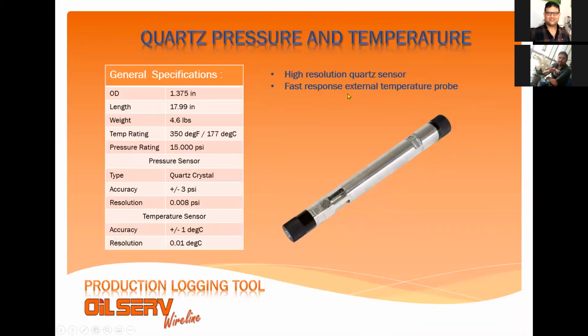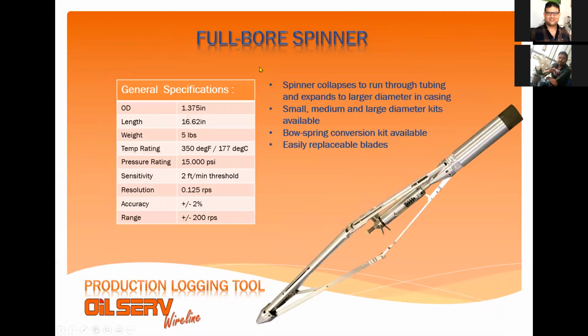Quartz pressure and temperature is the most common sensor, and it is the same sensor used to record the pressure buildup or pressure fall off. This is the full bore spinner, which, as I mentioned, is the important piece of the PLT string. It will measure the rounds per second. This reading is then transformed using special analysis practice to velocities and volume.